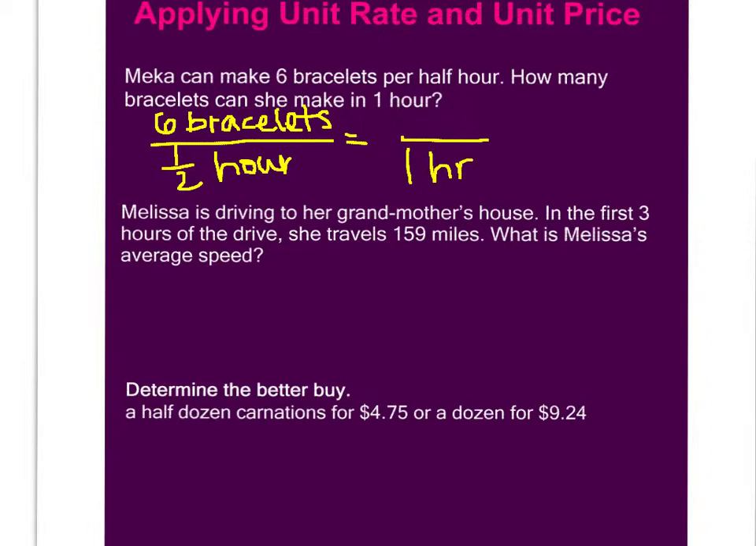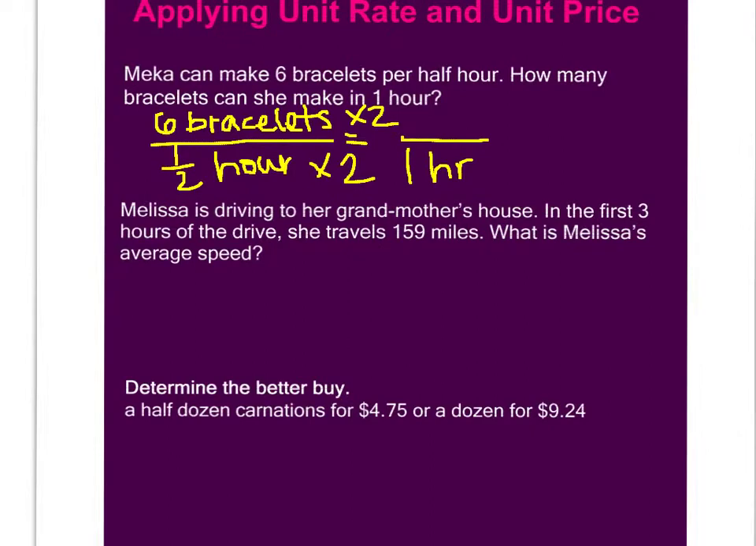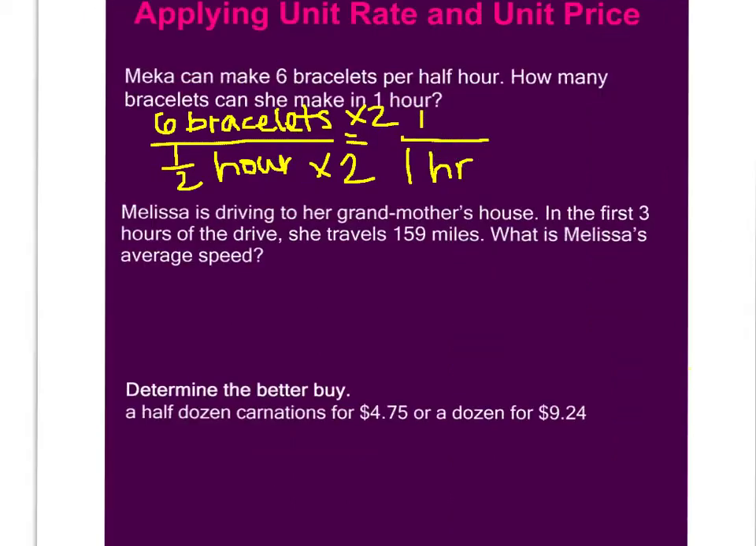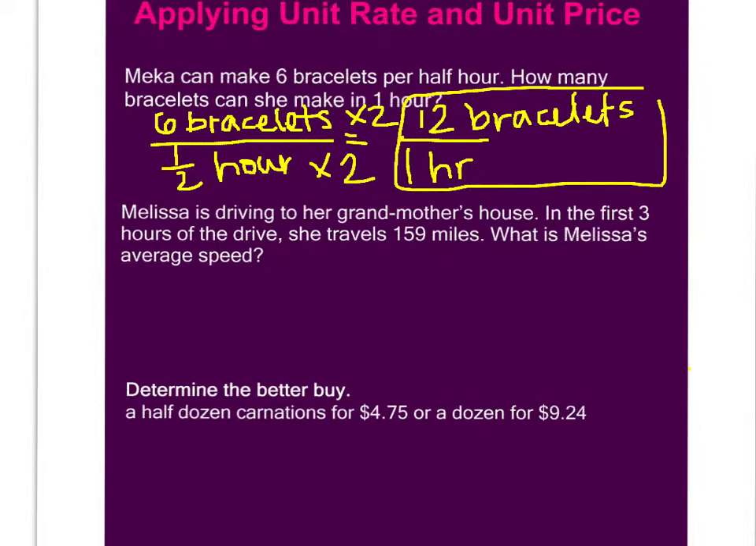So notice that whole setup. We're comparing our 2 items, and then we're making equivalent ratios, which is what we're going back to here. And now I have to find the factor. What times a half hour gets us to an hour? That would be times 2. And so now we have 6 times 2 is 12 bracelets in 1 hour. And that would be our unit rate.